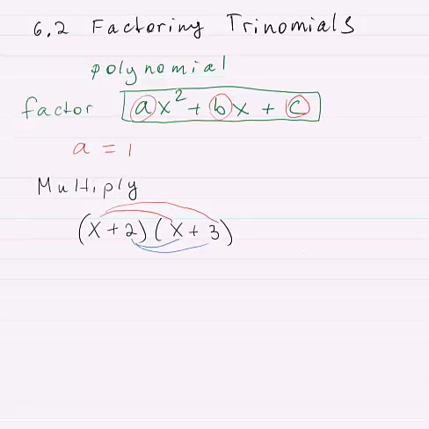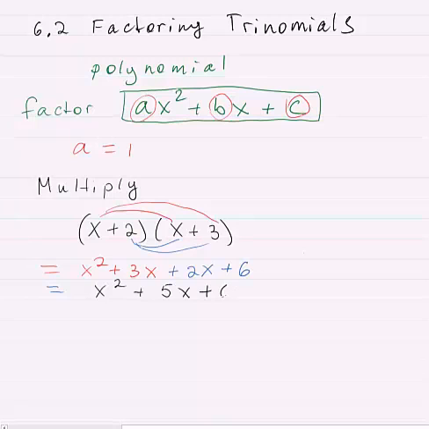Multiplying an x, we get x squared, then plus 3x, and then if you distribute the 2, you'll get plus 2x plus 2 times 3 is 6. And then, of course, we combine like terms, and our final answer becomes x squared plus 5x plus 6. And that's it. This is done, because we got the final result.